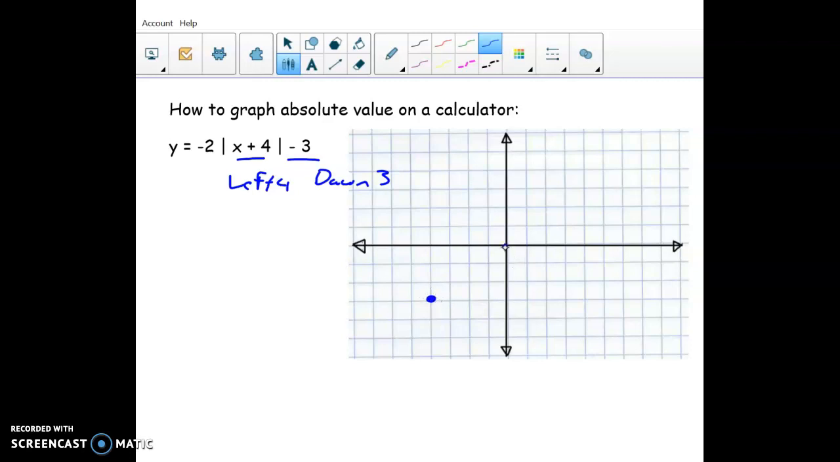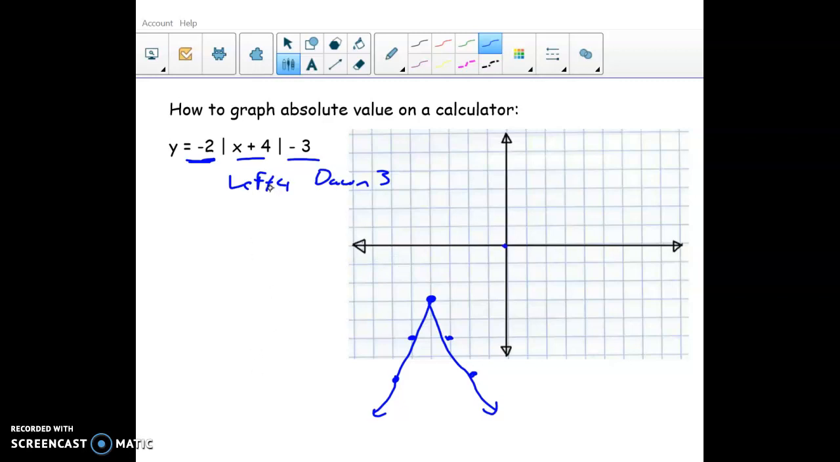Our V normally starts here, but because of these numbers, it's going to be left 4, down 3, and then this number is my slope. So I'm going to go down 2 over 1 in both directions. So it's 2 to 1 slope, and we get an upside down V, right? It got flipped over the x-axis, or flipped upside down. Sorry about the poor drawing there. Okay, so that's what the graph of that is going to look like.